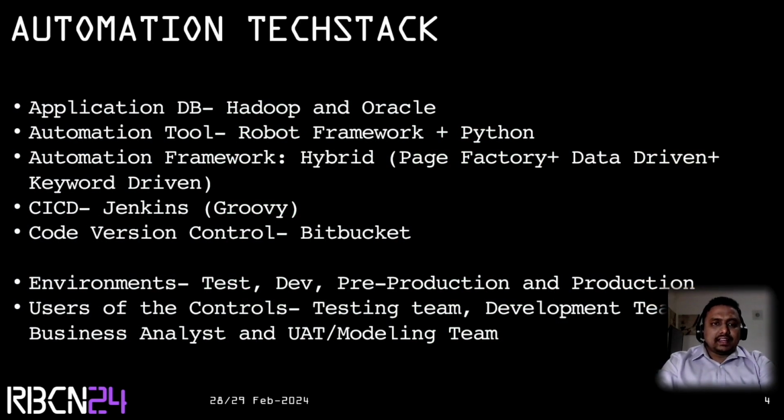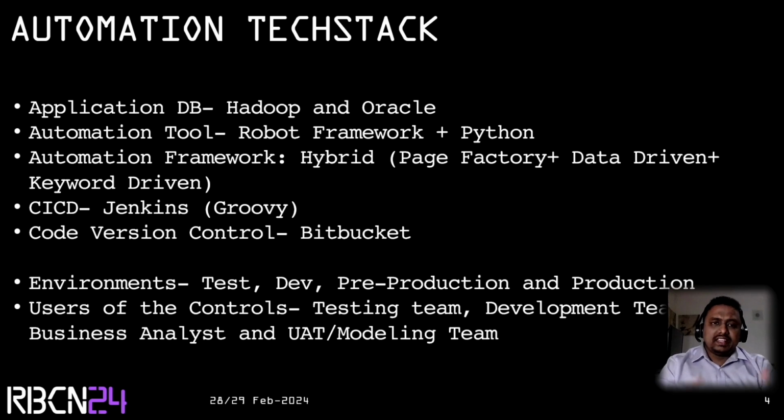The automation tech stack. As I told, the application database resides in Hadoop and Oracle. The automation tool selected was Robot Framework with Python. And the automation framework is a hybrid framework which combines the page factory model with a data and keyword driven approach. We use the CI/CD tool Jenkins and Bitbucket as a code version control system.